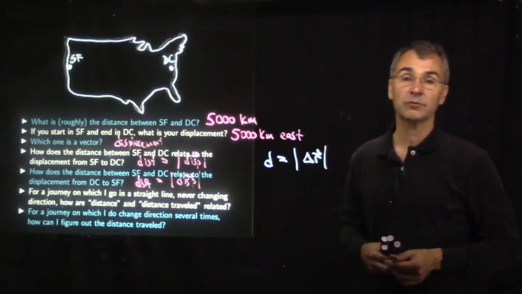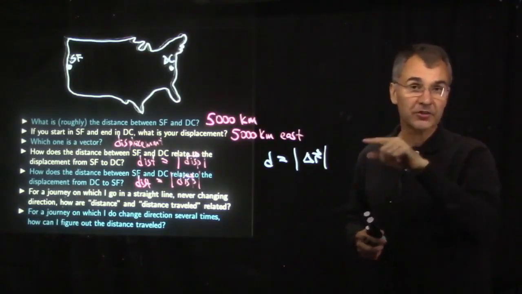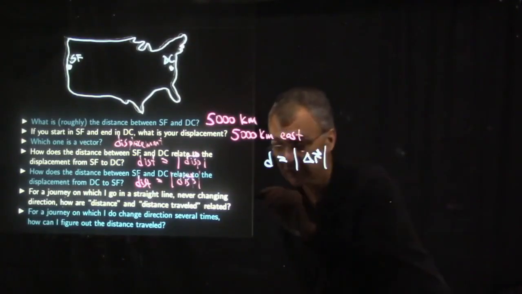For a journey on which I go in a straight line, never changing direction, how are distance and distance traveled related? Well, we encountered that in the previous page when we went from Addams to Meyerson back to Addams to DRL. There we were changing direction. So if you never change direction, then distance and distance traveled are the same. So in this case, they're the same.